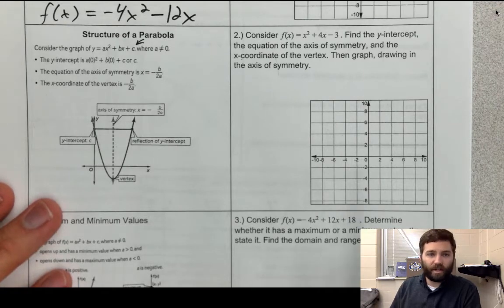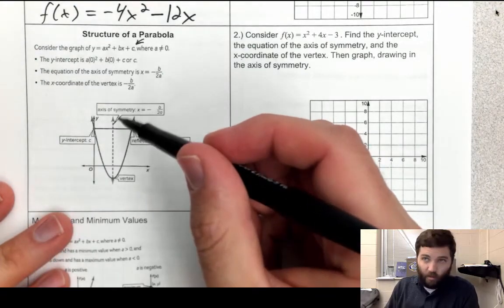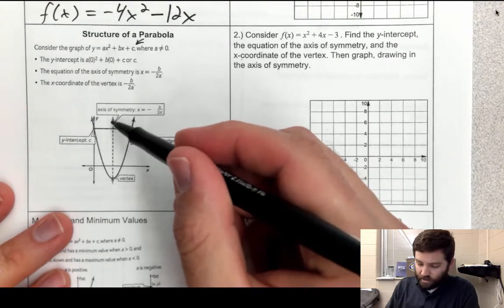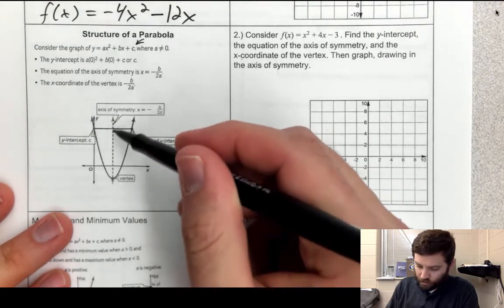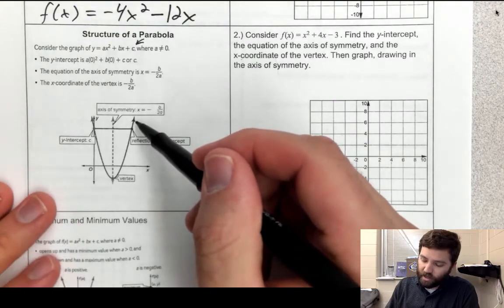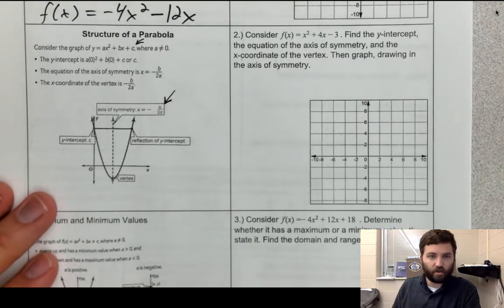Right? The equation of the axis of symmetry. So what is the axis of symmetry? If you remember when we talked about line symmetry, that is the axis of symmetry in a parabola, okay? So you can see in the picture here. And again, you don't even need to graph it to get the axis of symmetry. You can just compute it by taking negative b over 2a.